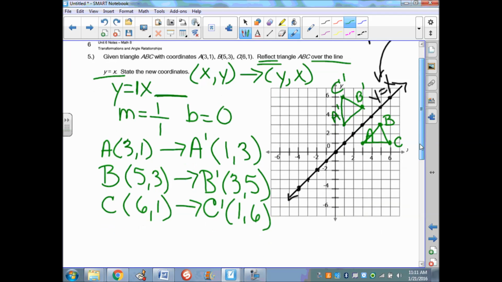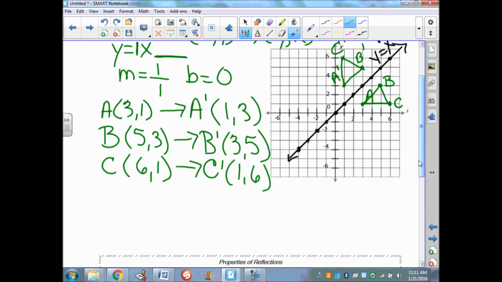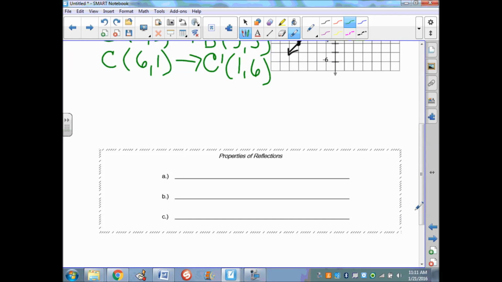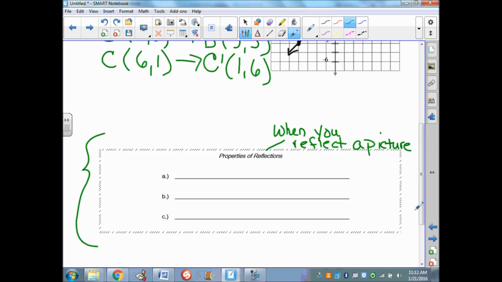Now let's think about what happened. What I want you to do is come up with some properties of reflections. Well, what does that mean? Things you know about reflection. So when you reflect a picture, what happens?